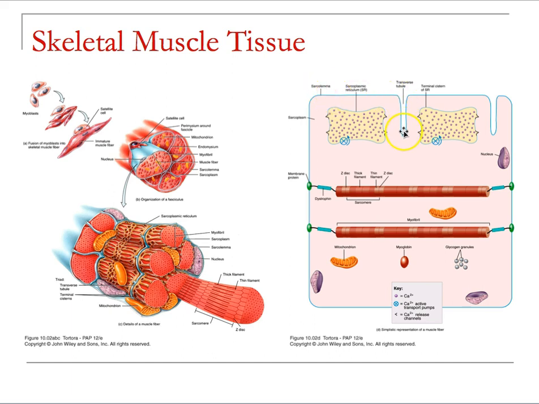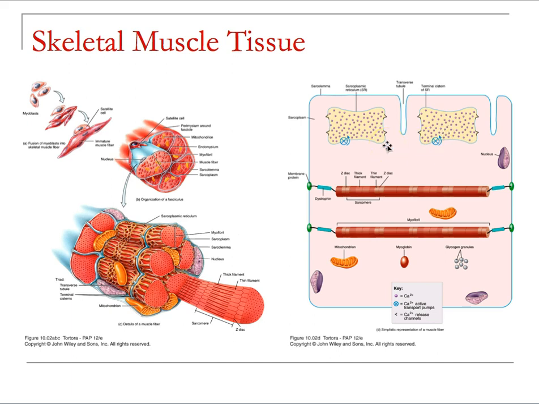sarcolemma that creates transverse tubules that allow electrical charge to pass across the surface of the membrane, adjacent to a sarcoplasmic reticulum that has a terminal cistern that has voltage-gated calcium channels, as well as active transport pumps that will help us move calcium back into that sarcoplasmic reticulum.